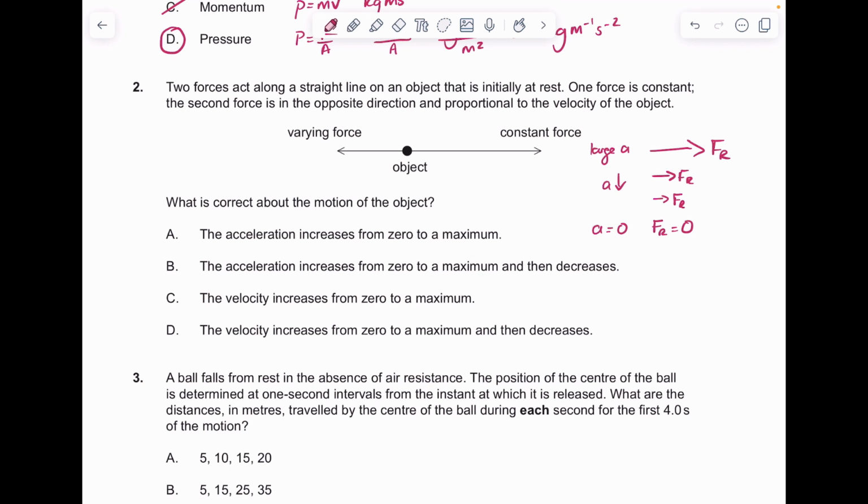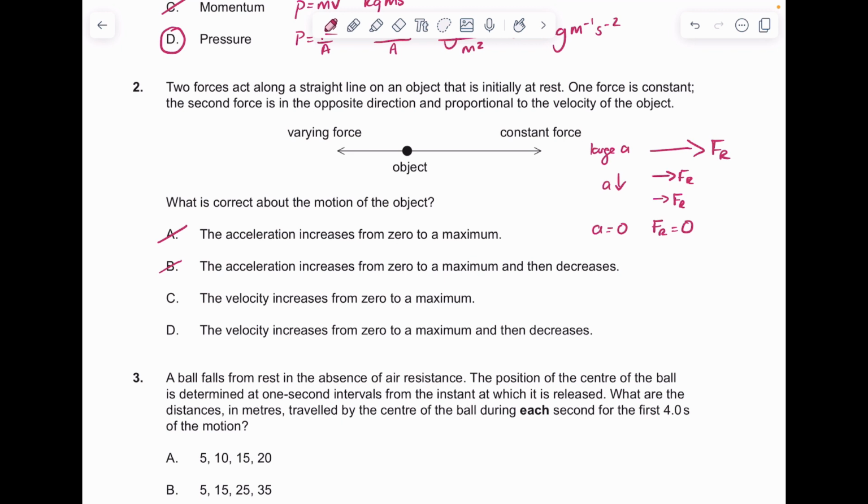So what is correct? The acceleration increases from 0 to a maximum? No. Initially, the resultant force will be the largest, so we'll have the largest acceleration at the start, and then it's decreasing. Acceleration increases from 0 to a maximum, that's the same one, so no. Velocity increases from 0 to a maximum. So yes, the velocity is going to be increasing.